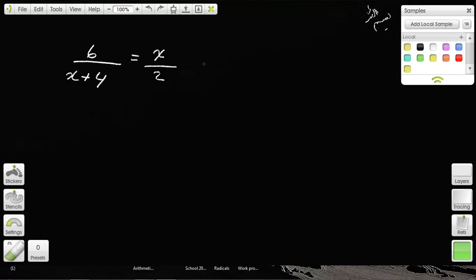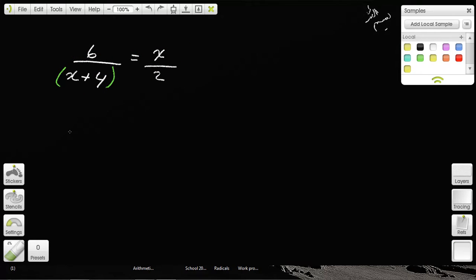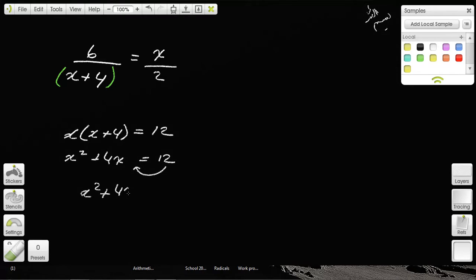Okay, yes, you cross multiply, right? So that means you cut this and this, correct? When you do that, you get x times the quantity x plus 4 equals 12. Distribute. X squared plus 4x equals 12. You have to solve this. It's a quadratic equation, right? So we're going to factor this one. I'm going to bring this over here: x squared plus 4x minus 12 equals 0. Everybody follow?